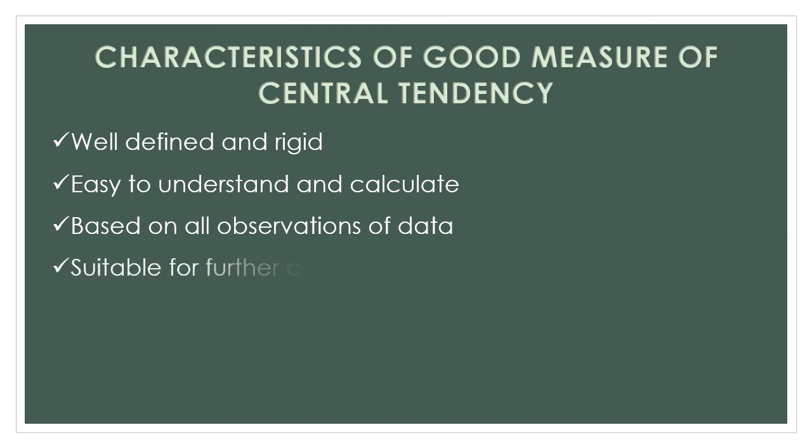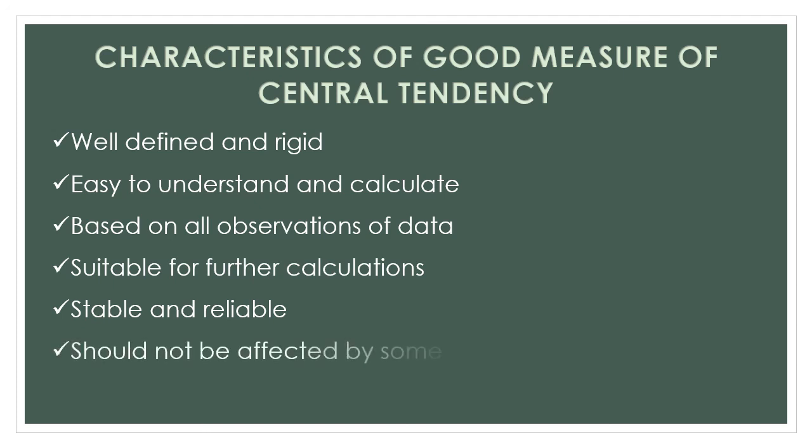Next is that it should be suitable for further calculations. Yes, the averages should be suitable for further calculations. It should be easy to calculate further. Next, we should have a stable and reliable average. That means no matter if the population is the same and we take different samples of the same size, our answer should be the same. That means by just changing the sample, our average should not differ from the previous answer. So it should be stable and it should be reliable.